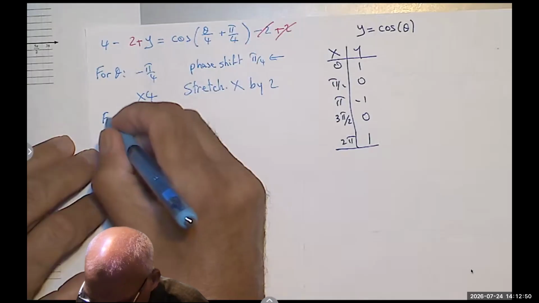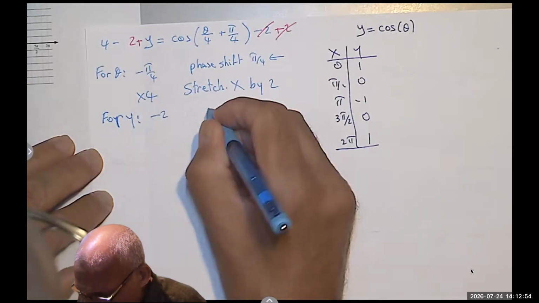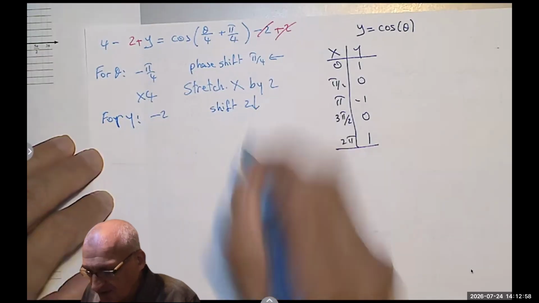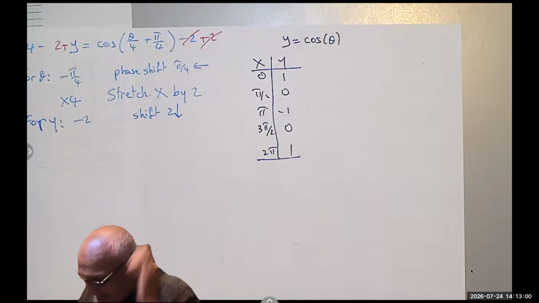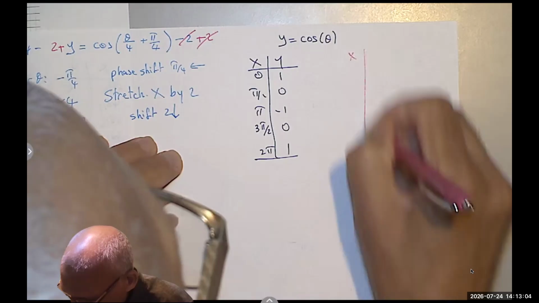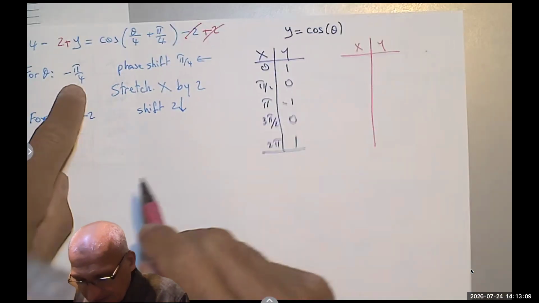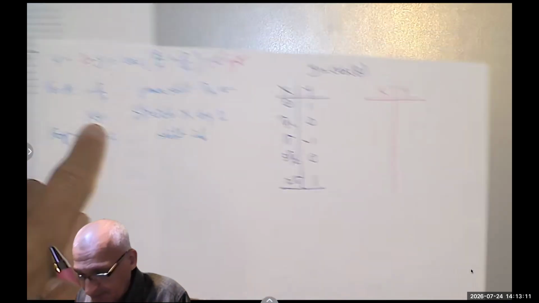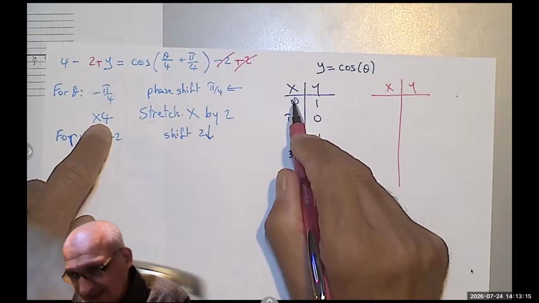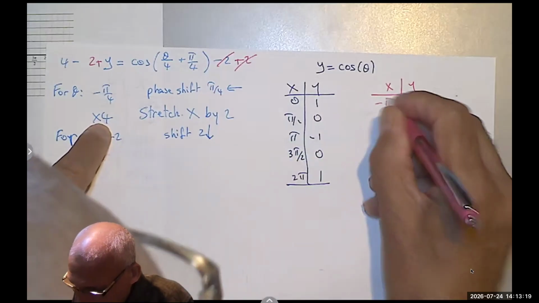For y, subtract 2, meaning there is a shift of 2 units down. Now, let's translate that mathematically and see how easy it is. What did we do to our function? We subtracted pi over 4 and then we multiplied by 4. So when I subtract pi over 4, I get negative pi over 4. Multiply by 4, I get negative pi.